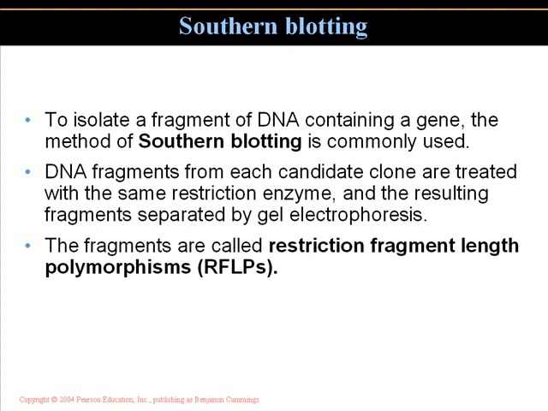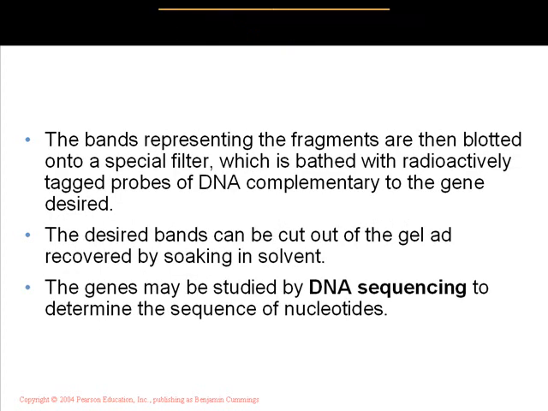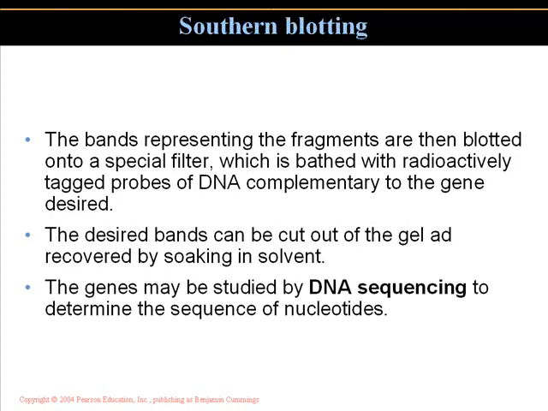The fragments are called restriction fragment length polymorphism, and can be identified utilizing various methods. In Southern blotting, the bands represent fragments that are blotted onto a special filter, which are bathed basically with radioactively tagged probes. We talked about radioactively tagging particular components, DNA sequences previously. DNA complementary to a specific gene would be desired. The desired band can then be cut out of the gel and recovered by soaking it in a particular solvent. And the genes can be studied by DNA sequencing to determine the specific nucleotides that are there.